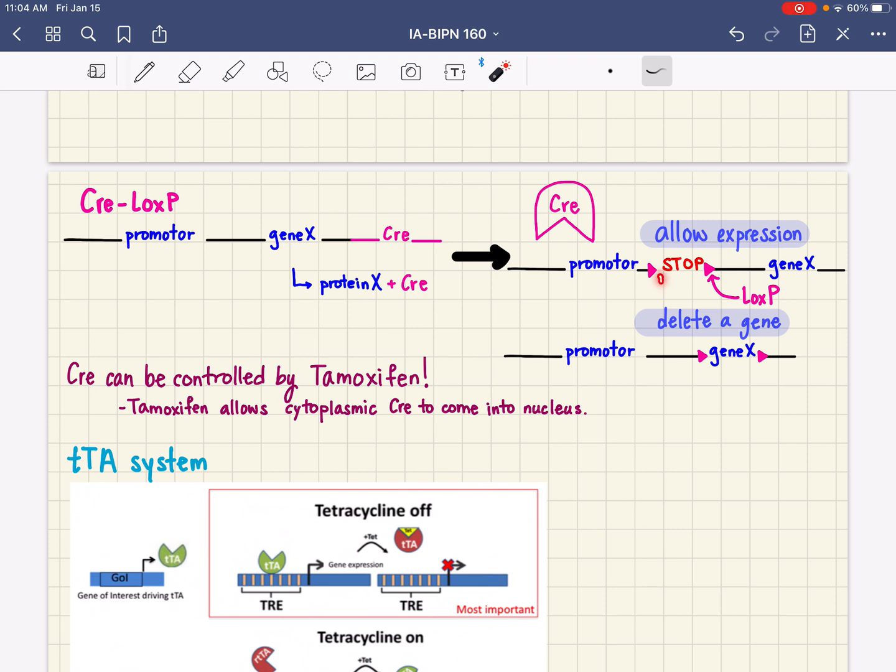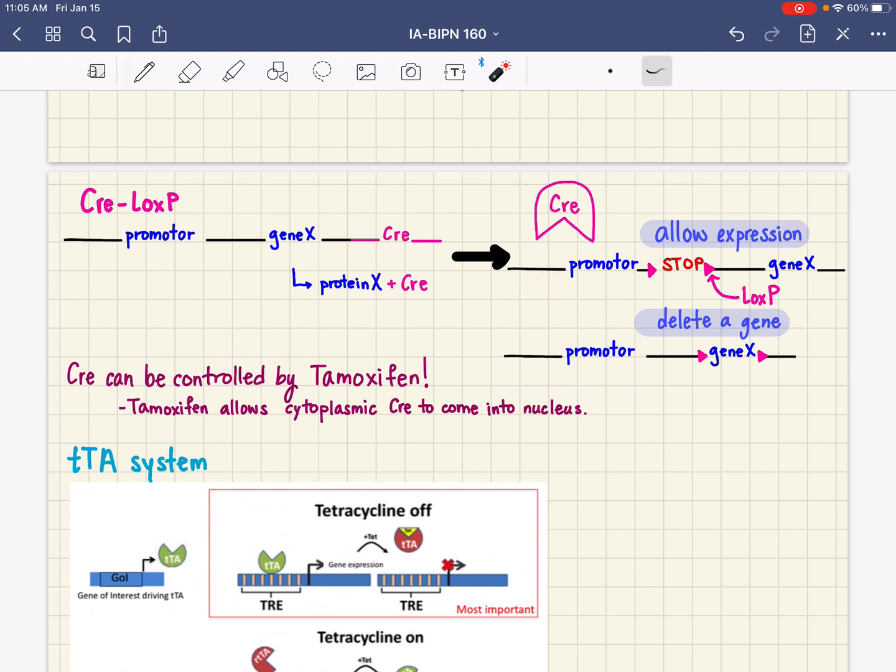So in this case, if there is a stop gene in the middle of this, and the scientist wants to take this away so that the promoter can drive the production of gene X easily, the scientist will place LOX-P sequences right here, and Cre will go and attach right here onto these sides and completely take out the stop sequence. After taking out the stop sequence, you see how Cre allowed the expression of gene X because it took out this sequence that stops the expression of gene X.